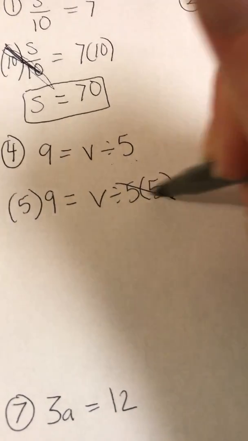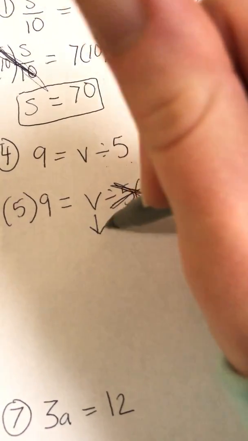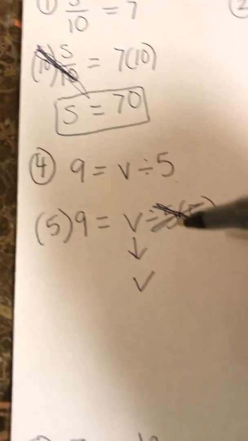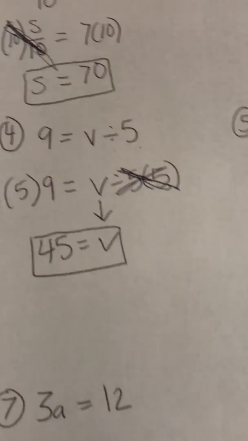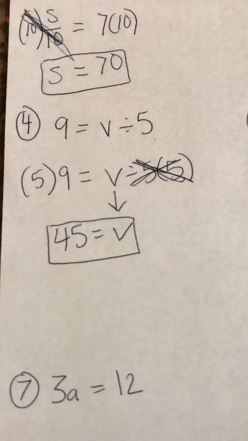By doing this, my 5's will cancel out. My v's going to come on down. Now I have 9 times 5. Now we know that 9 times 5 equals 45. Okay, so 45 equals v. That is my answer for number 4.